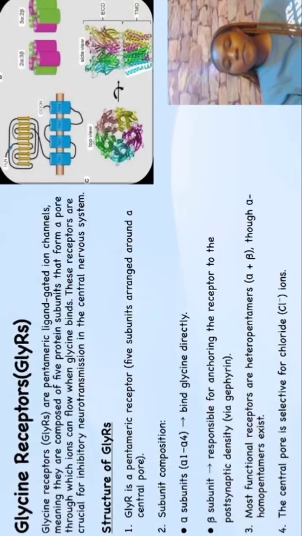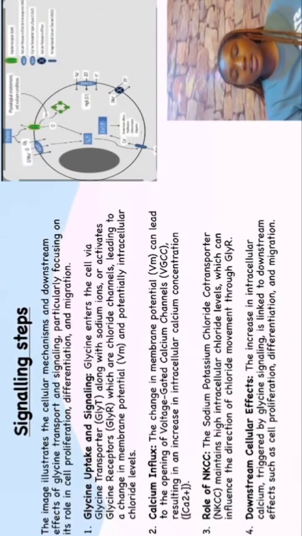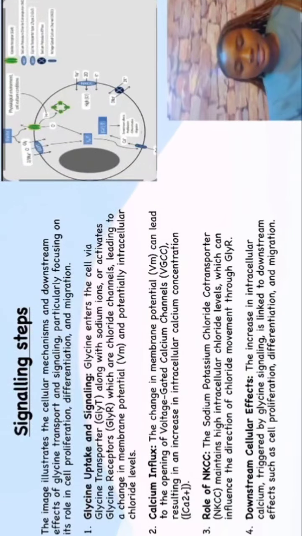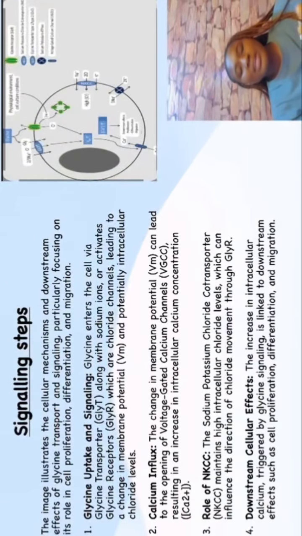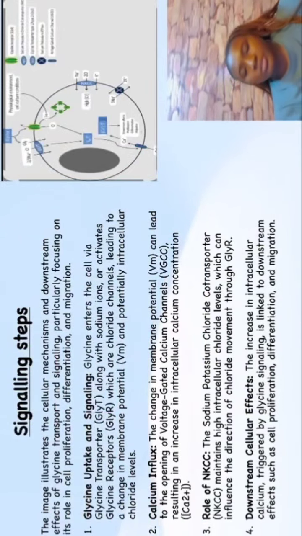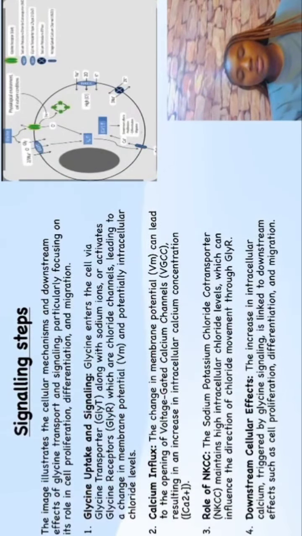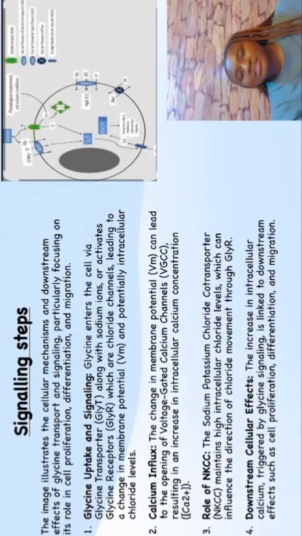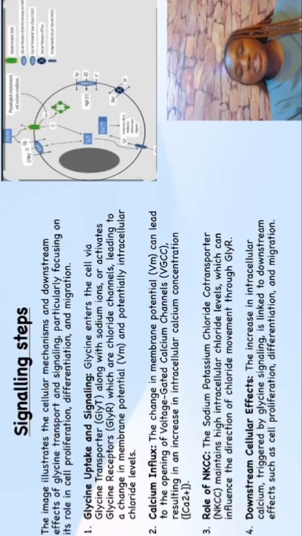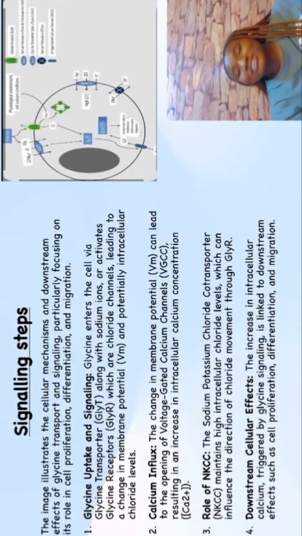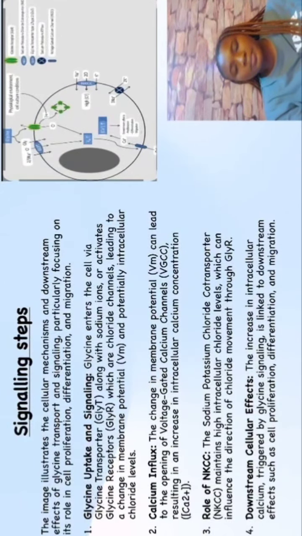Now we have the signaling steps of the glycine receptor. Firstly, I'll start with the glycine uptake and signaling. It's when the glycine enters the cell via transporters along with sodium ions, or activates the glycine receptors, which are chloride channels, leading to a change in membrane potential, that is the Vm, and potentially intracellular chloride levels.